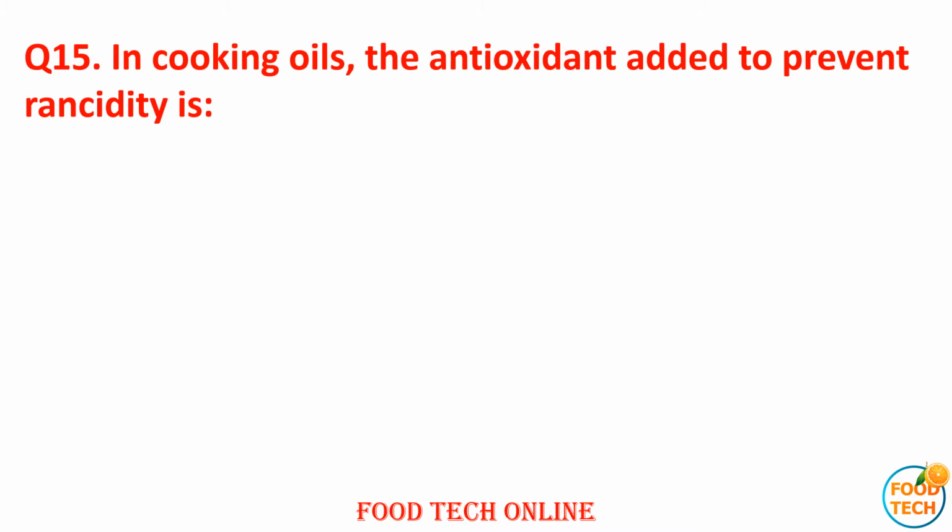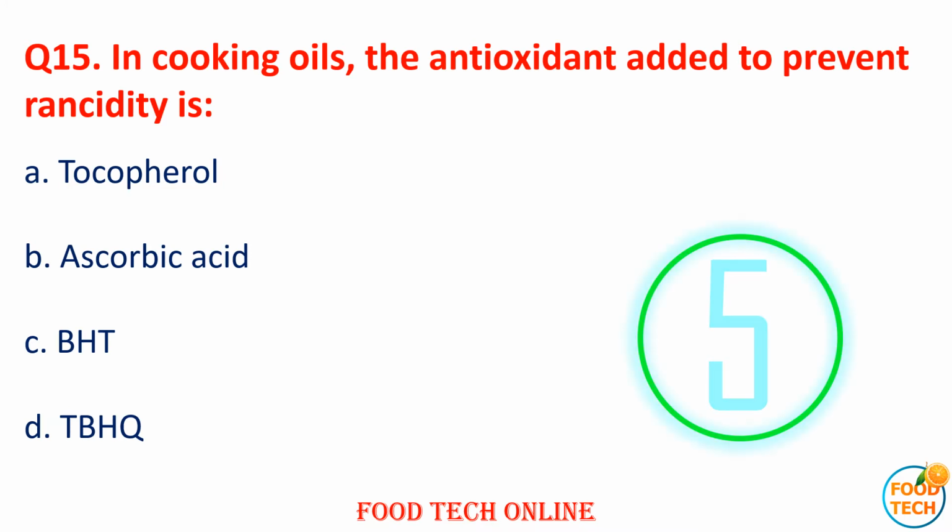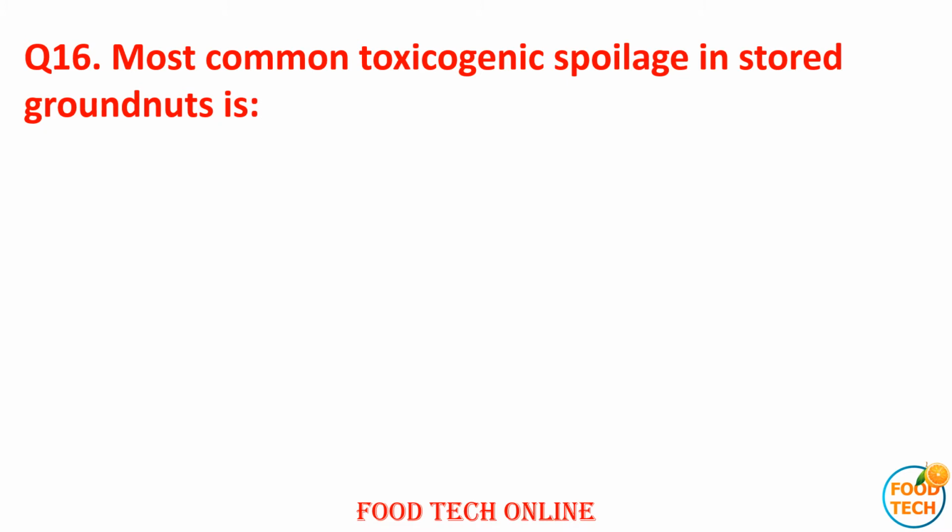Question 15. In cooking oil, the antioxidant added to prevent rancidity is A. Tocopherol, B. Ascorbic acid, C. BHT, D. TBHQ. Answer C. BHT.